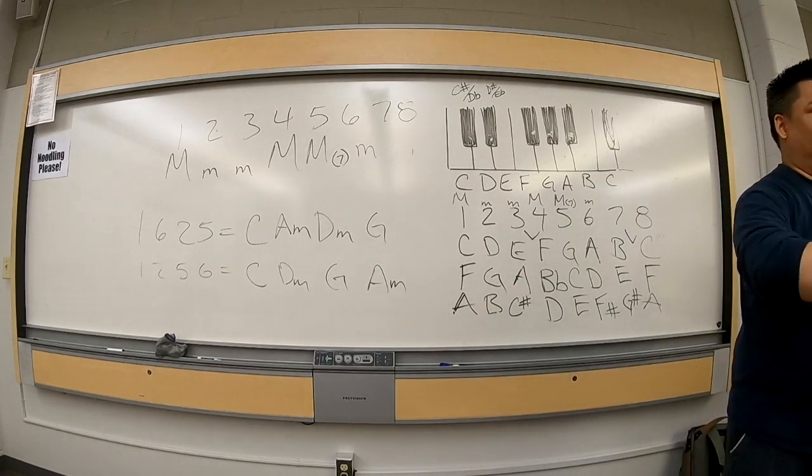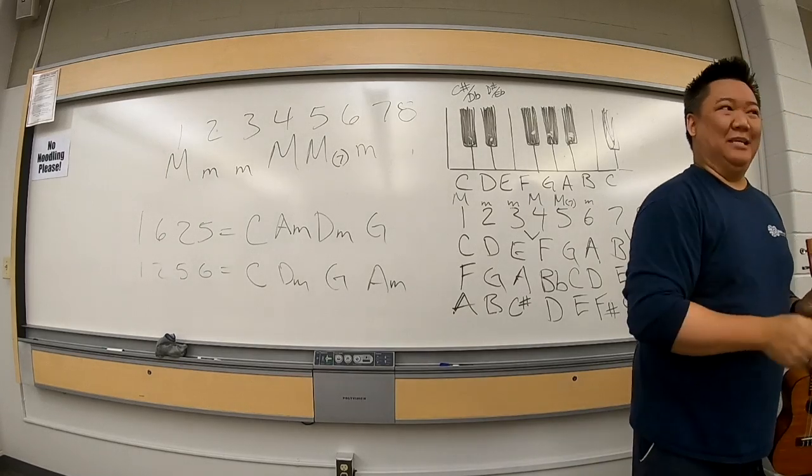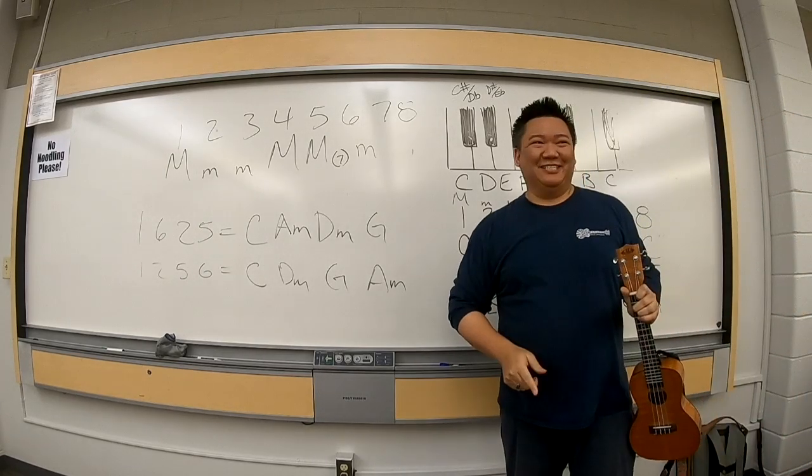For ukulele players, if you're in a group, it doesn't matter because it's going to sound the same. But if you have other instruments, especially a bass player, that completely changes it. Does that make sense?